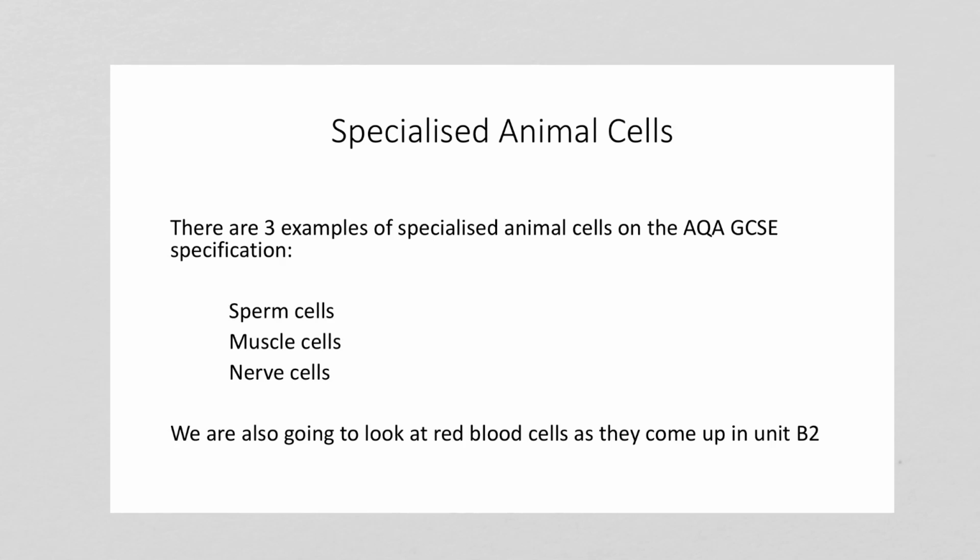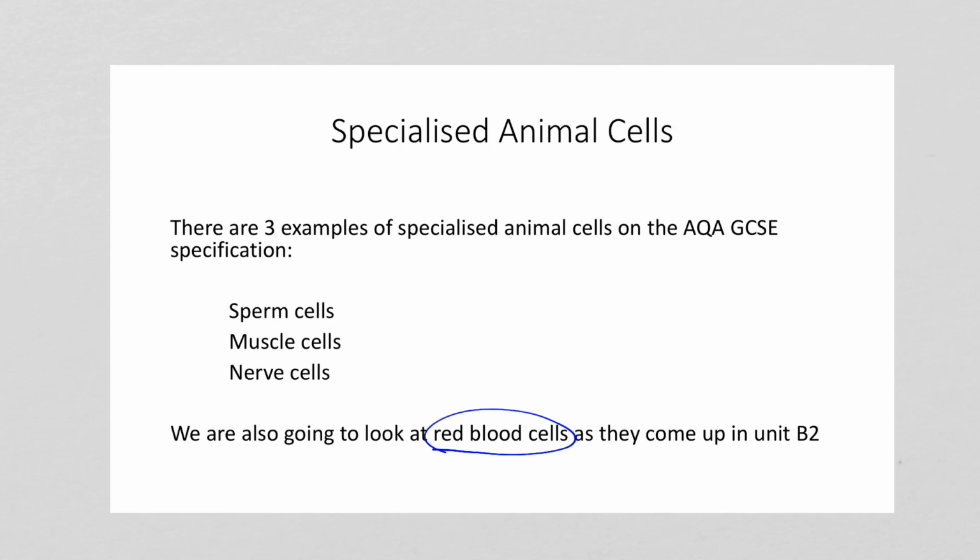There are 3 examples of specialized animal cells that we need to know according to the specification. Those are sperm cells, muscle cells, and nerve cells. We're also going to do a quick section on red blood cells as they come up in Unit B2. When we talk about the components of blood, the 4 components of blood, red blood cells play an important role in oxygen transport around the body, and they are very specialized to be able to do that function. So we'll have a closer look at those.